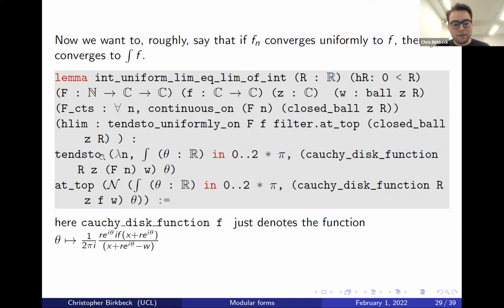Then the limit of the function defined by the integral, this is the function that says lambda to the integral from 0 to 2 pi of this Cauchy disk function, whatever this is. The Cauchy disk function is just this parametrized version of the integral, this horrible expression that I had before. Then the limit of the integrals of these f_n's tends to the integral of my limit function, my little f. And yeah, so you can do this. It's not too bad, but it's a little bit fiddly in some places. But it works. This again is sorry-free.